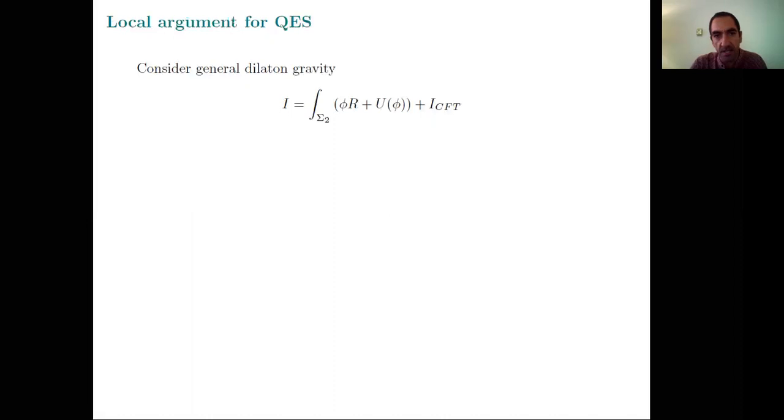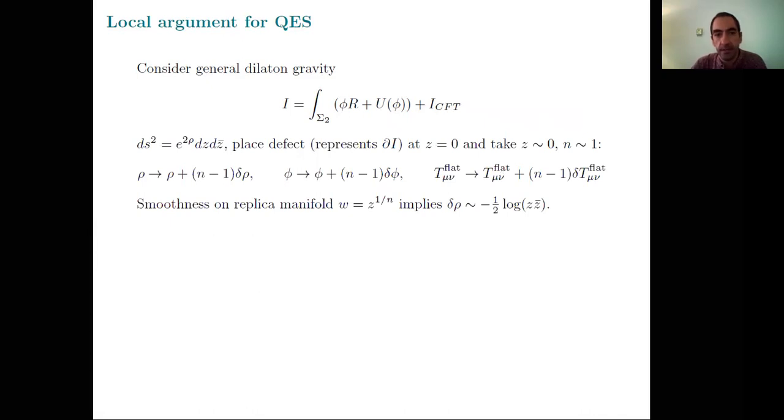And I'll cast it in the context of a general dilaton gravity. As I said, CGHS or RST can be written in this way, where this potential is just a cosmological constant. But you can do it more generally. So let's say that this is your action. The CFT, as usual, is just minimally coupled to the metric and not coupled to the dilaton.